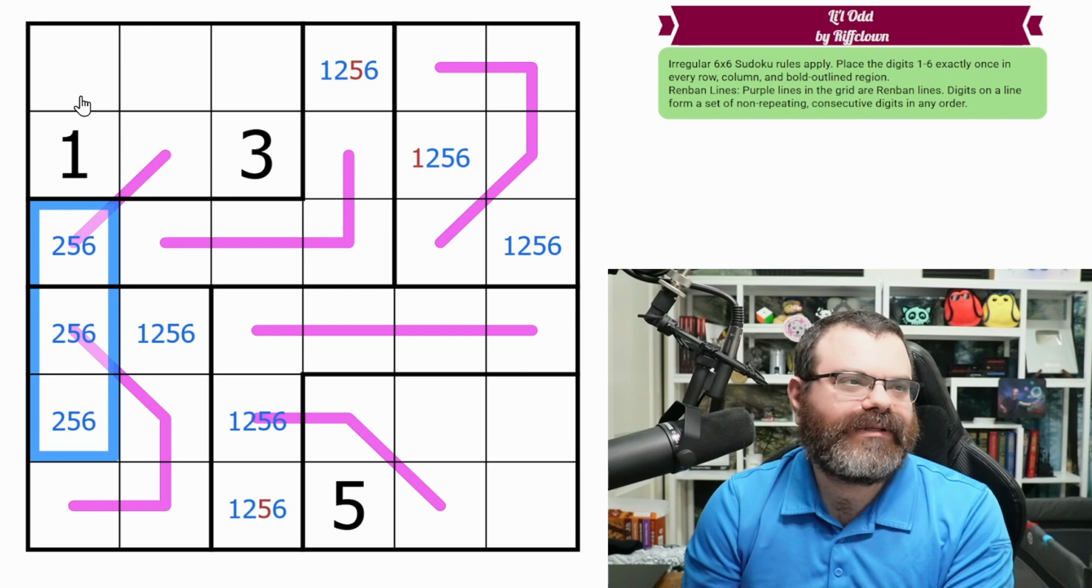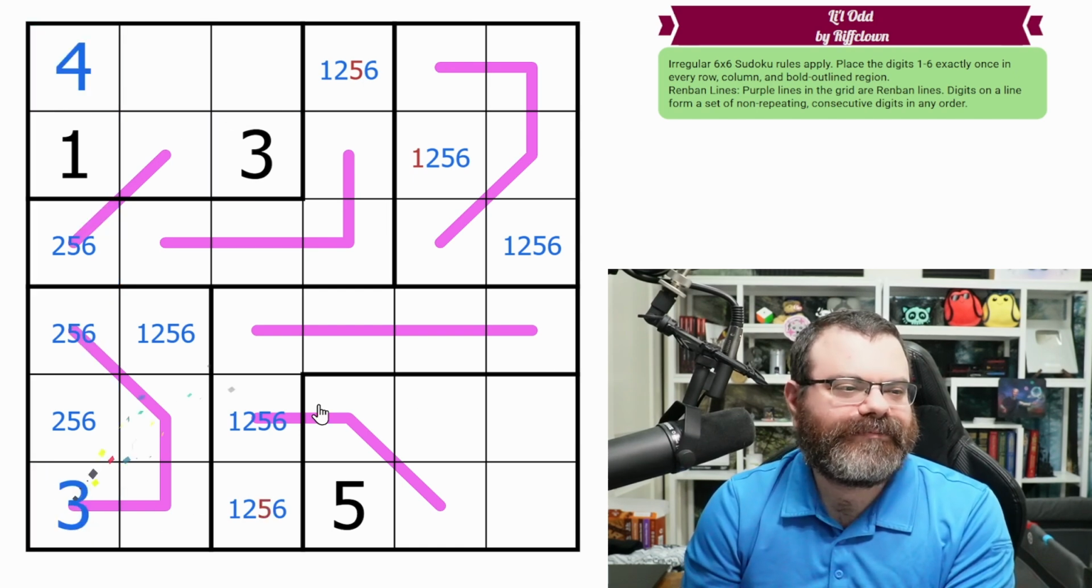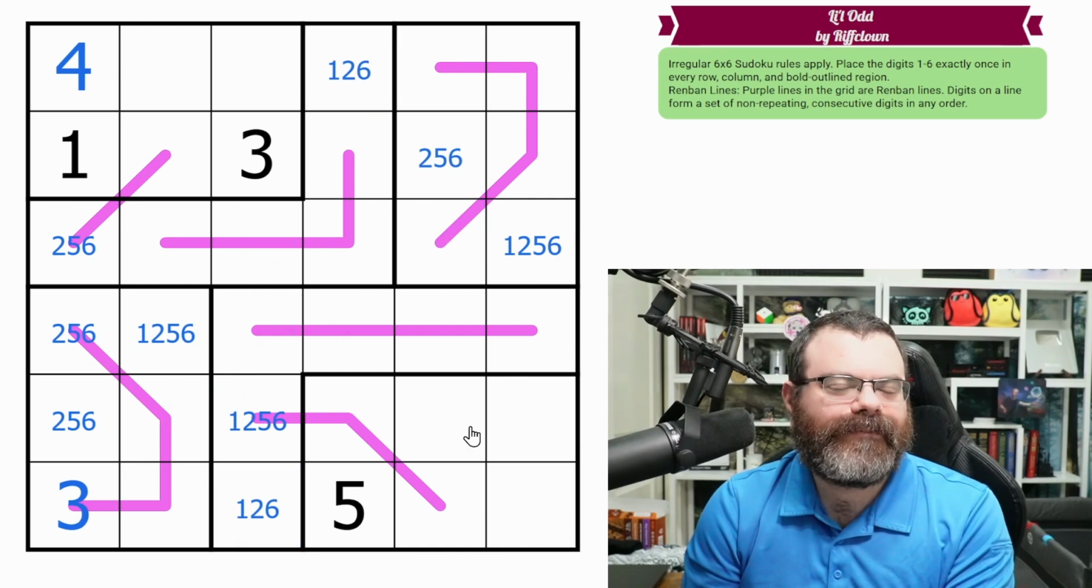So none of these are 1. So we need a 3, 4 in this column. This 3 tells us that's 4, that's 3. Just immediately a 3 in the corner. That can't be 5. This can't be 5. That can't be 1. All right.